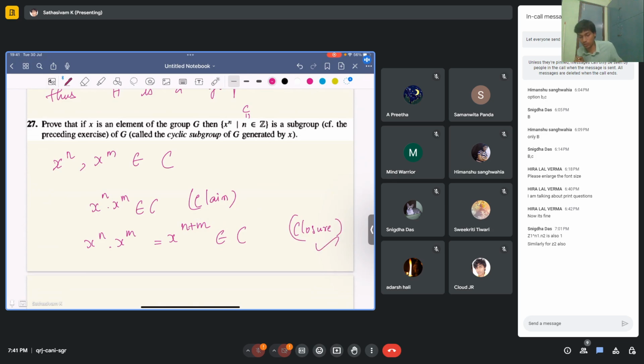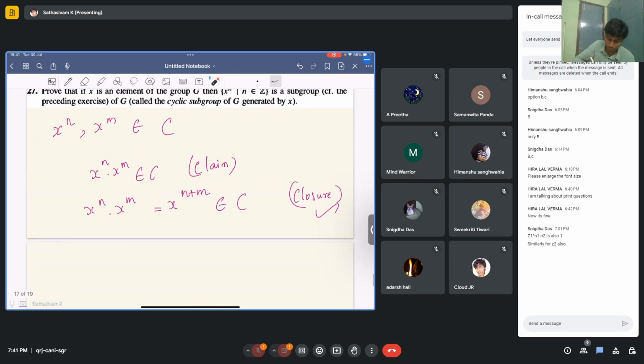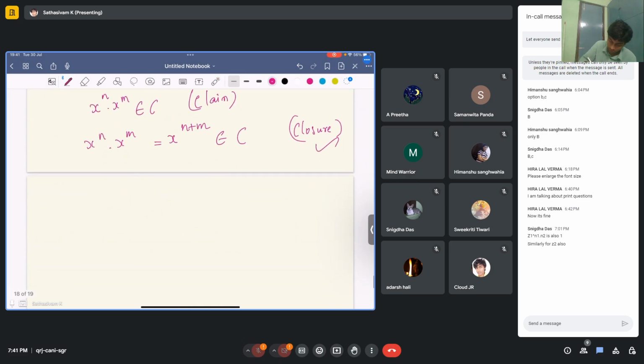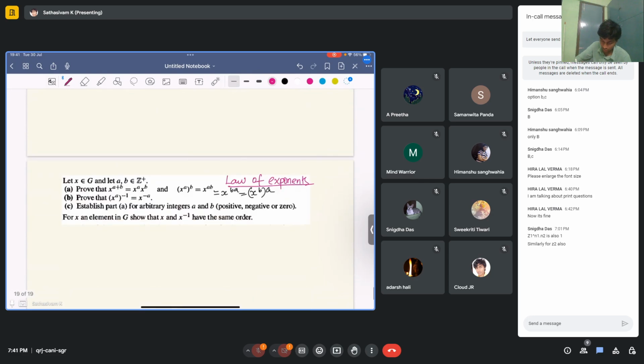So done. Now let's do the inverse. Inverse, you do similarly. So how do you prove the inverse? Let's say x power n belongs to C. Now what is the inverse of this? The inverse of this is basically x power minus n. Since n belongs to the integers, minus n also belongs to the integers. So what is x power minus n?